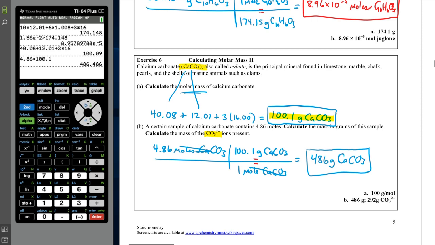The second part of it says calculate the mass of carbonate ions present. So this was the whole total mass of the whole sample here. On the second part of the question, they want us to go to just the carbonate ions. So that means pull out the carbon and the 3 oxygens and just figure out those. Well, for every 1 mole of calcium carbonate that we have, there's 1 mole of calcium, there's 1 mole of carbon, there are 3 moles of oxygens.